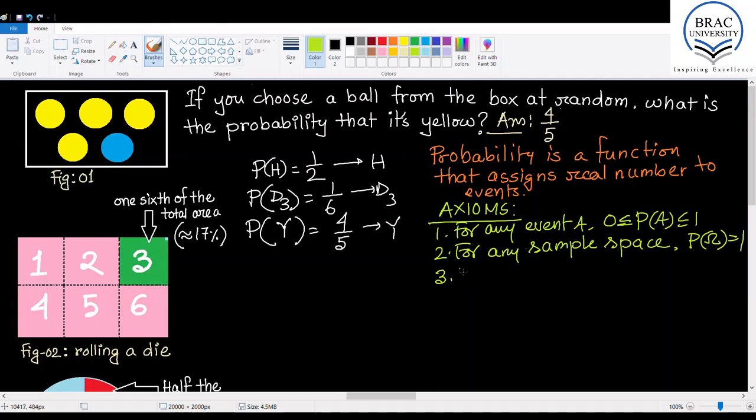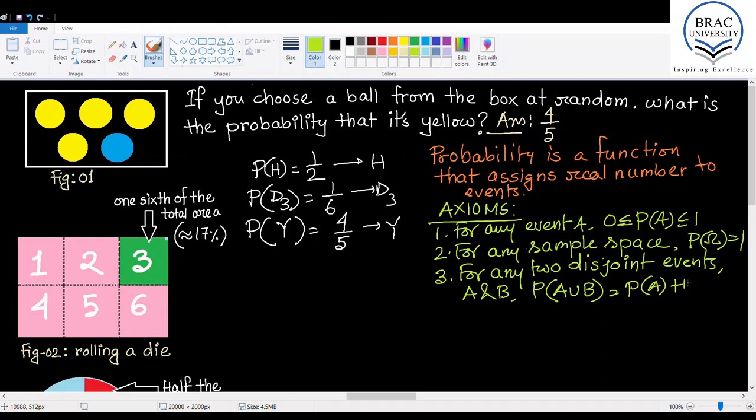And 3. For any two disjoint events, we're going to know what disjoint events are later, say they are A and B, the probability of either of these events happening is the sum of the separate probabilities. Okay, so these are the 3 axioms that are usually followed by the probability function. Let's talk about them individually.